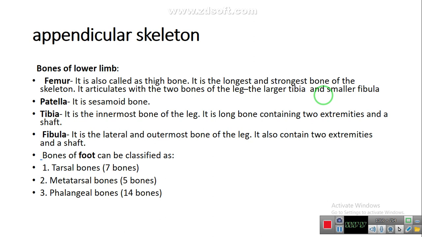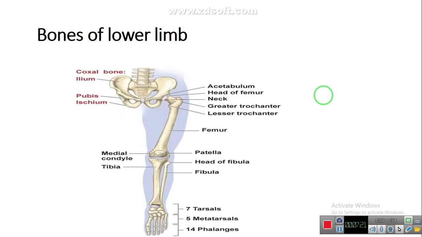The bones of the foot are classified as tarsal bones, which consist of 7 bones, the metatarsal bones, which are 5 in number, and the phalangeal bones, which are 14 in number. Here is the diagrammatic presentation of the lower limb bones. The foot bones consist of 7 tarsal bones, 5 metatarsal bones and 14 phalanges.